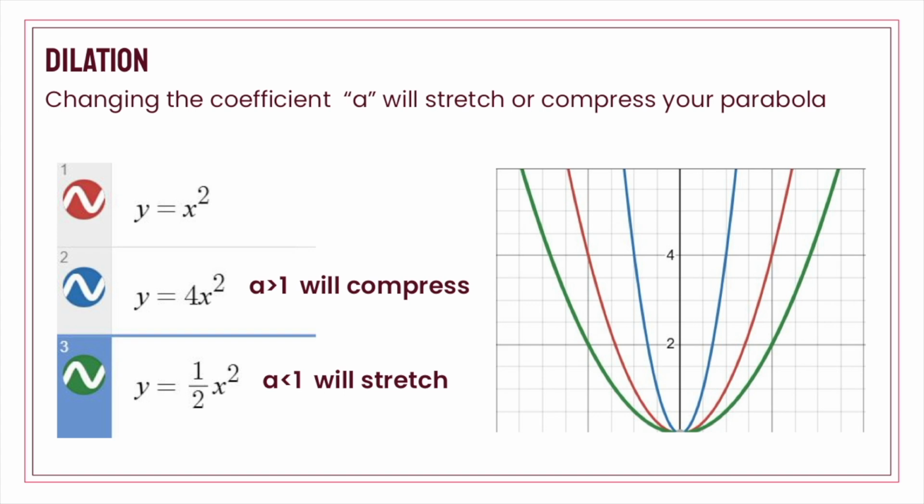For dilation, changing the coefficient a will either stretch or compress our parabola. So if we're looking at our parent function there, that's the red one, we've got y equals x squared. Our blue one, we can see that we've changed a to a number greater than 1, and this is going to compress our parabola, so it's going to make it a little sharper. If we look at our green parabola there, we've changed a to less than 1, and that's going to stretch our parabola out. All right, so if we have greater than 1, it makes it smaller. If we have less than 1, it's going to make it a wider parabola.